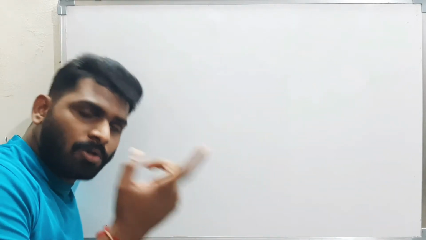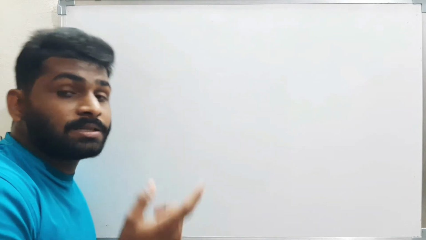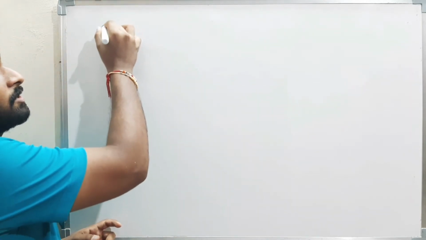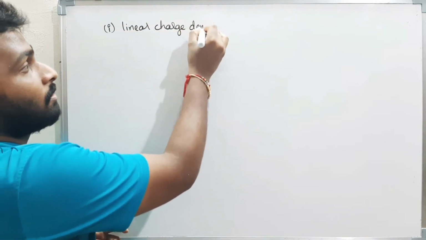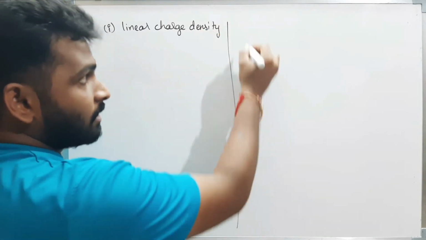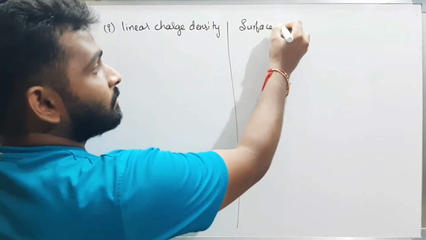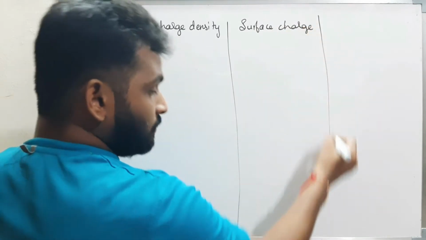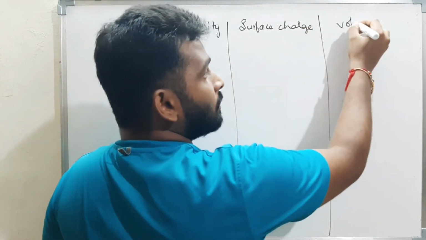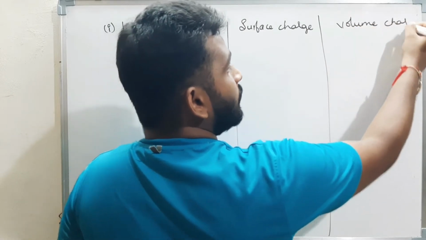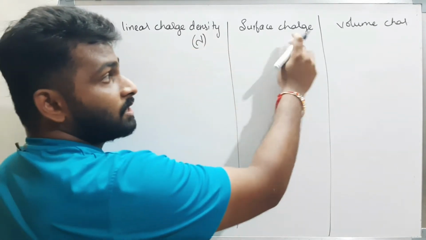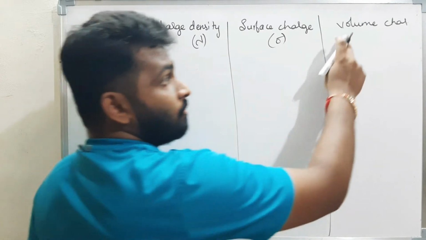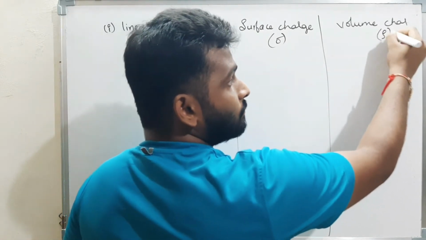Before studying the applications of Gauss law, we study a small concept, that is the charge densities. There are three types of charge densities. The first one is linear charge density, the second one is surface charge density, and the last one is volume charge density. I will represent linear charge density with the symbol lambda, surface charge density with sigma, and volumetric charge density with rho.